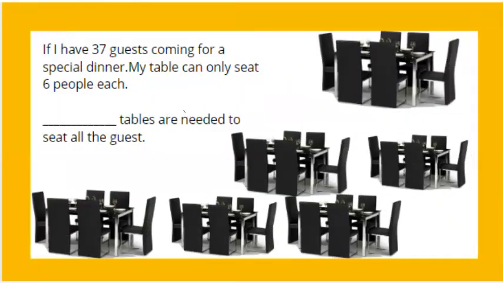Now, if I have 37 guests coming for a special dinner, my table can only seat 6 people each. That means I will need 6 tables. And I'll have 1 chair left here without a table.